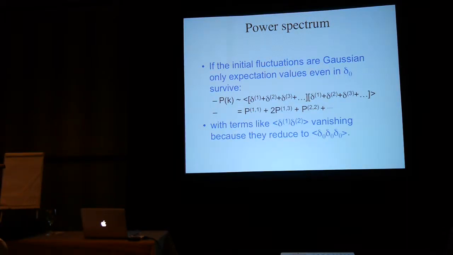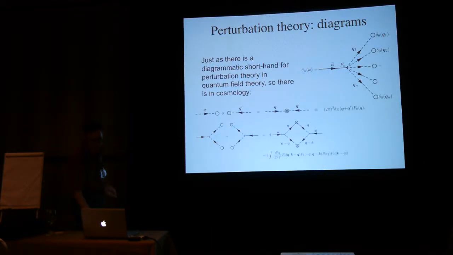Now the nice thing is if the initial perturbations are Gaussian, only expectation values that are even in this initial density perturbation survive. So if I take my power spectrum and say that's delta squared, expectation value, and each of these deltas can be written as delta 1 plus delta 2 plus delta 3, etc., then when I go through here, this is first order in delta, second order, third order, and so I need to get an even number of delta naughts. So the only things that survive are 1 with 1, 1 with 3, which happens 2 times, 2 with 2, and so on. All of the other terms, things like delta 1, delta 2, vanish because they reduce to delta, delta, delta, right? And that's 0 for a Gaussian. So when you go through and calculate the power spectrum, you get these relatively simple contributions.